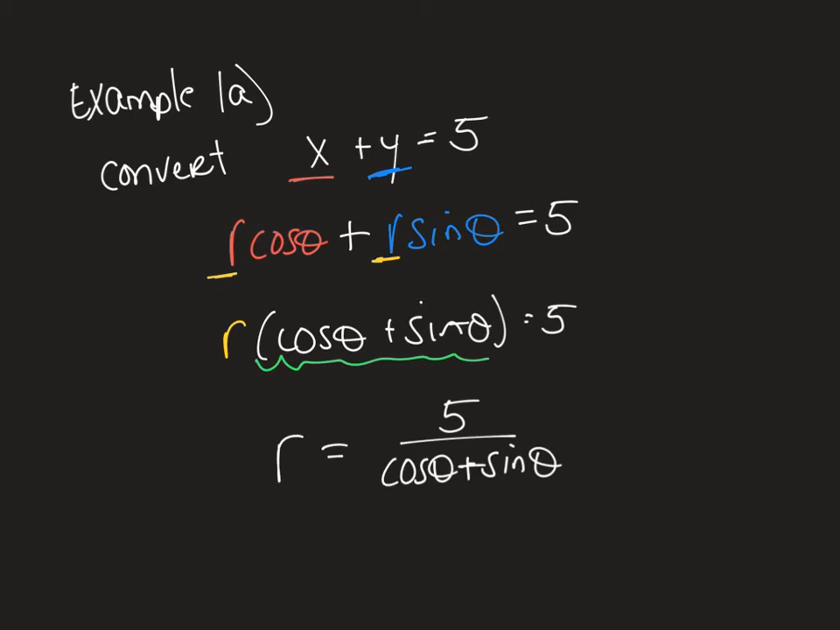You plug in r cosine theta for x and r sine theta for y, and then you solve for r. That's basically how you do all of these for converting from rectangular to polar. That's obviously a pretty basic one, but that's the gist for all of them.